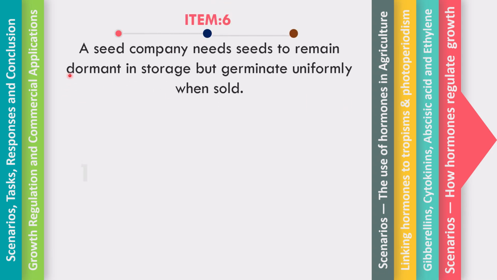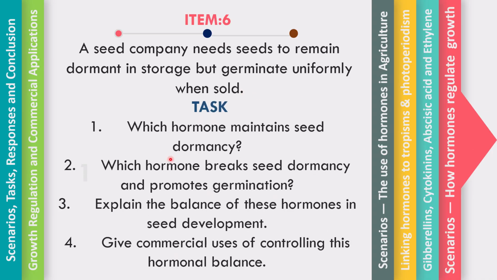Item 6. A seed company needs seeds to remain dormant in storage, but germinate uniformly when sold. Task. Which hormone maintains seed dormancy? Which hormone breaks seed dormancy and promotes germination? Explain the balance of these hormones in seed development. Give commercial uses of controlling this hormonal balance.